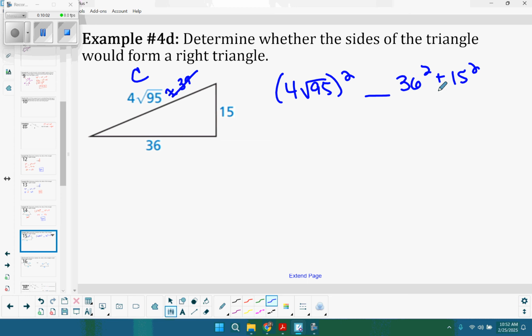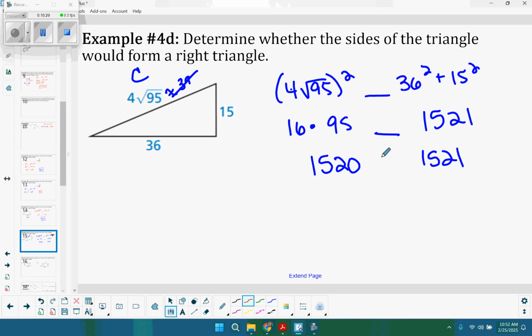36 squared plus 15 squared is 1521. But on the other side, I now have a number and a square root being squared. The number squared, 4 squared, is 16. And the square root of 95 squared is that 95. That canceled. So really this side is 16 times 95. So that's 1520. So those are not equal. This is not a right triangle.